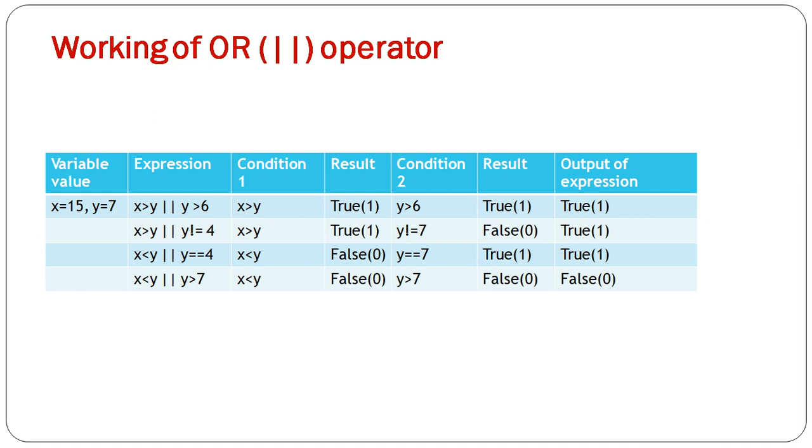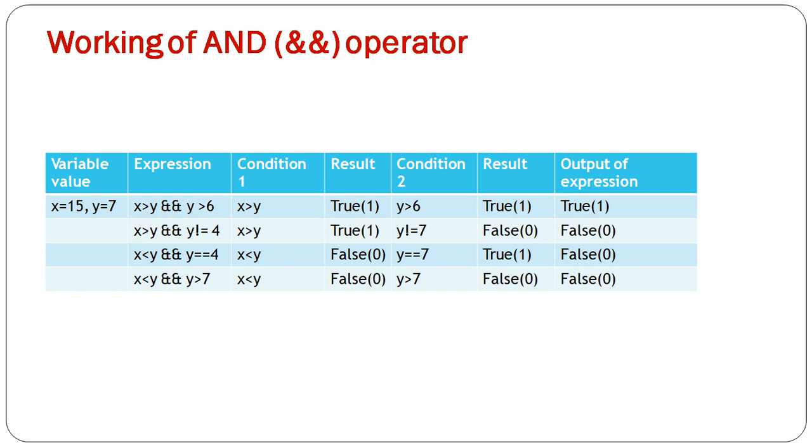Last one, 15 less than 7, condition false. Next, y greater than 7, that is also false. If both are false, then our output is also false. So this is for logical OR. If either of the outputs is true, we will get true. But if both are false, the output remains 0.